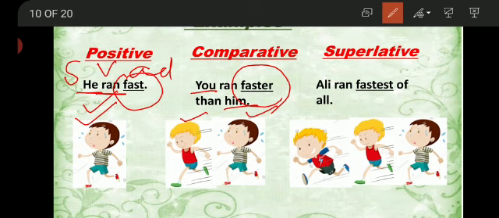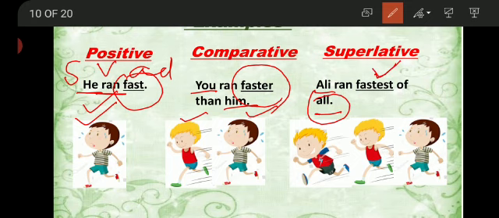Yes, the next one is the superlative degree. Ali ran fastest of all. Now here in "all", there will be more than two people. There can be 3, there can be 4, and so on. And here we are comparing Ali with all of the others. So this is the superlative degree, and the superlative degree of the adverb is fastest.